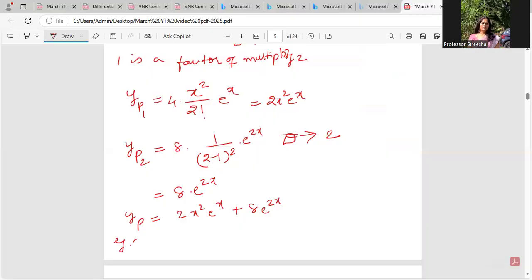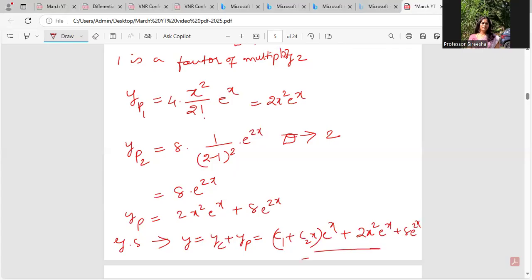Now, general solution would be what? Y is equal to yc plus yp. Yc was C1 plus C2x e power x, plus 2x squared e power x plus 8 e power 2x. This is how I will write the solution completely. Otherwise, you'll be losing the marks if you don't write it completely like this. In the next video, we'll see how to solve when cos x and sin x are there.